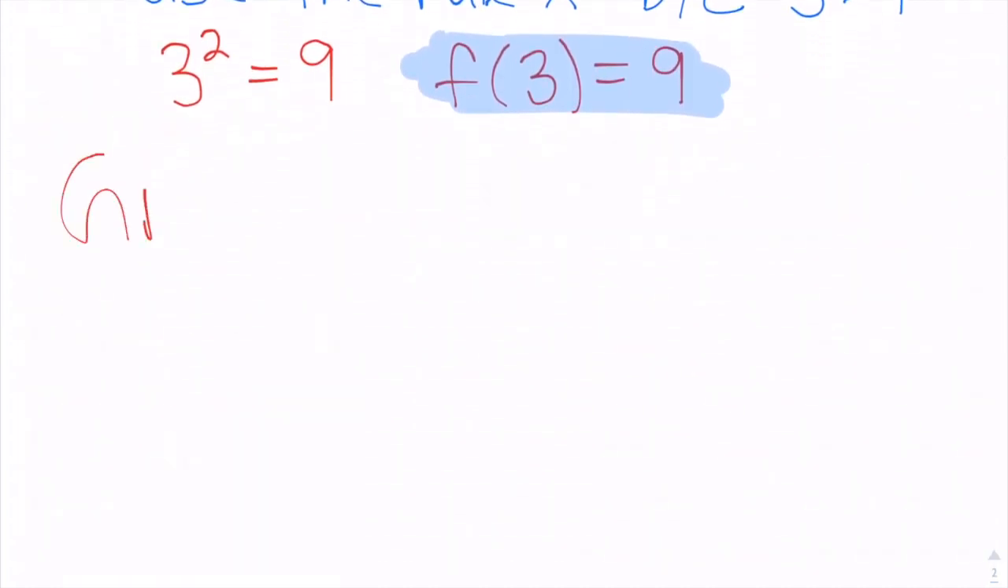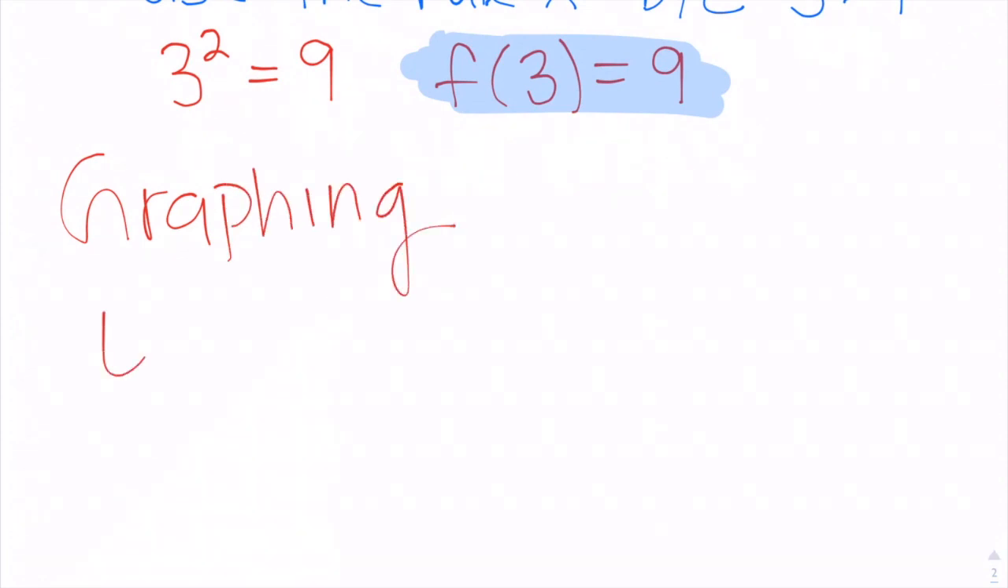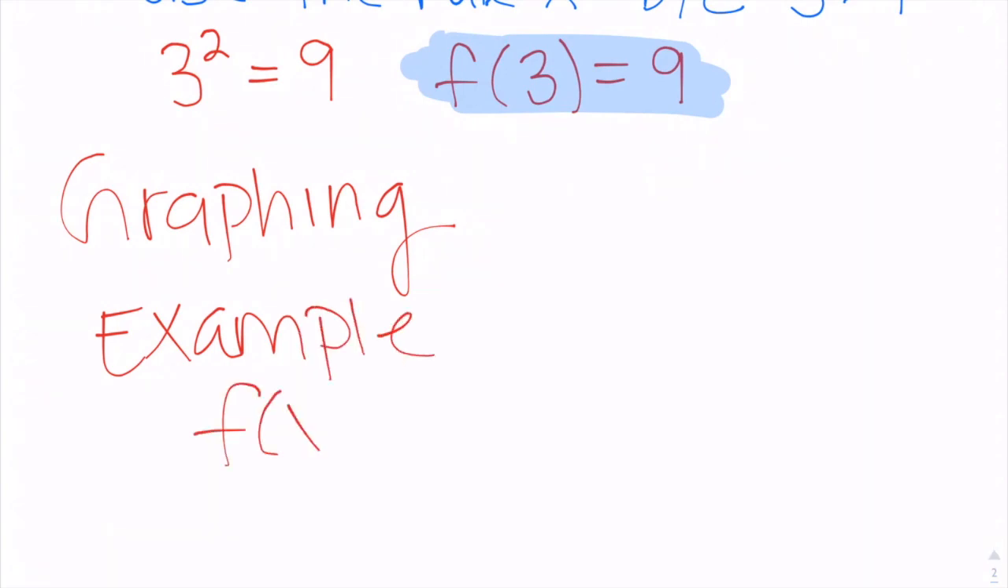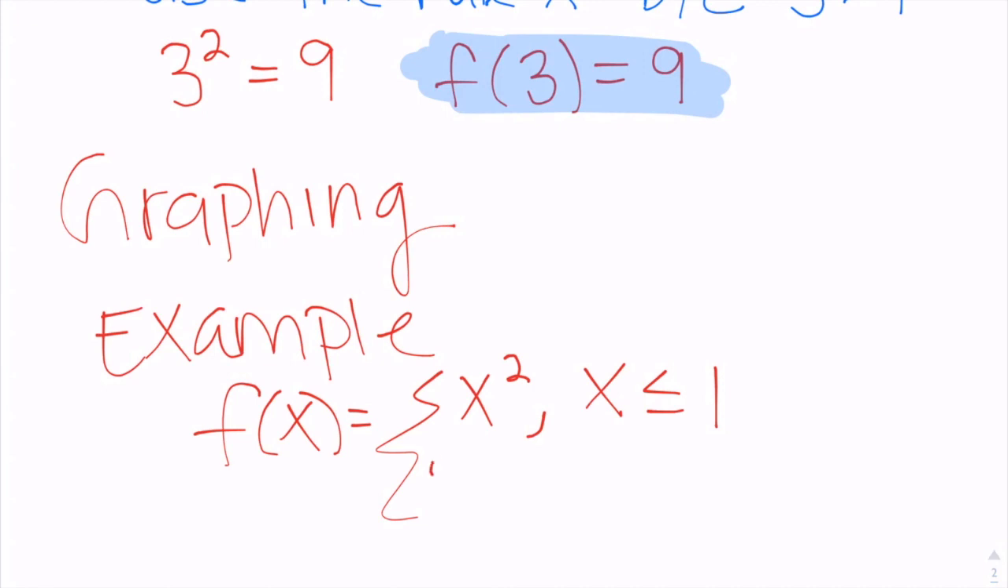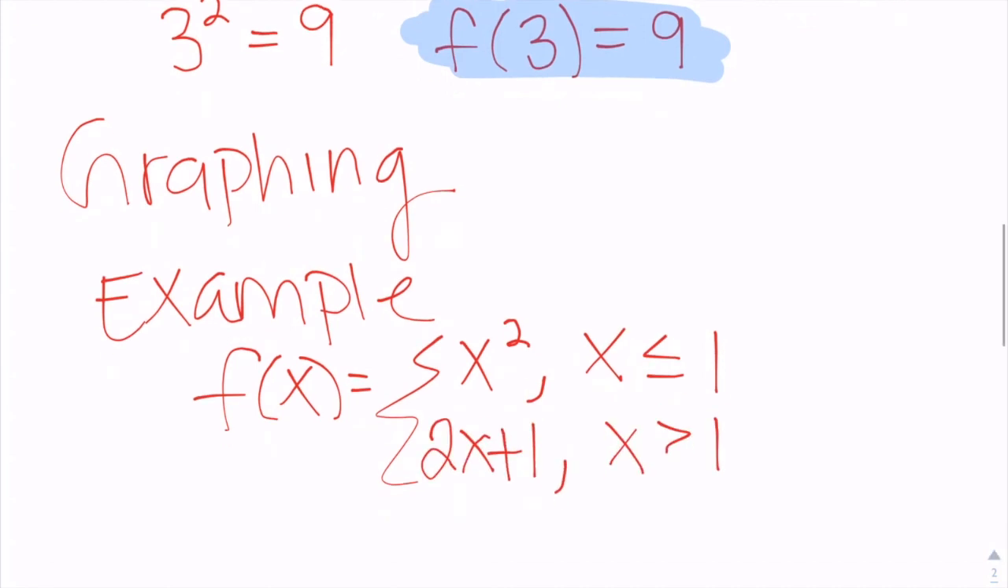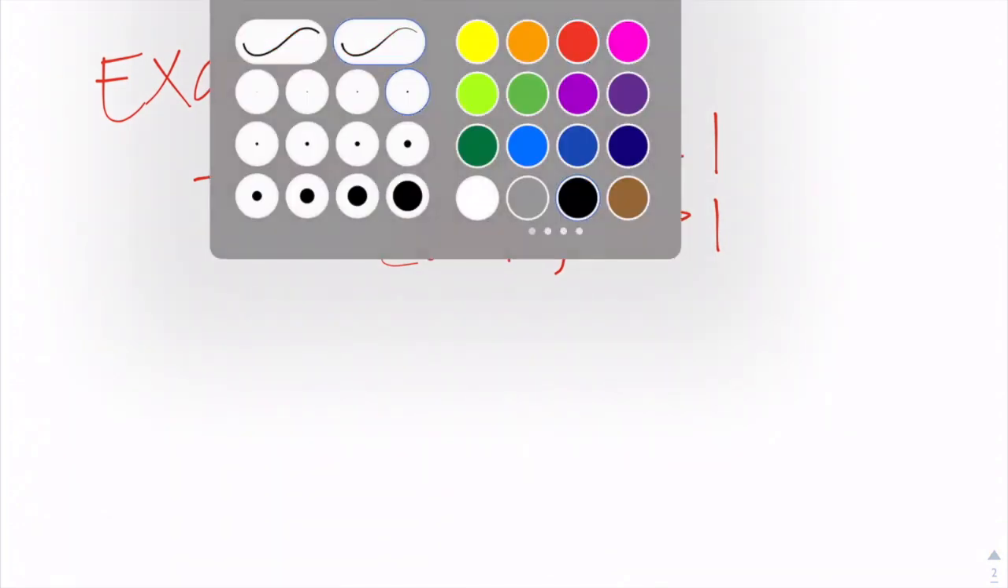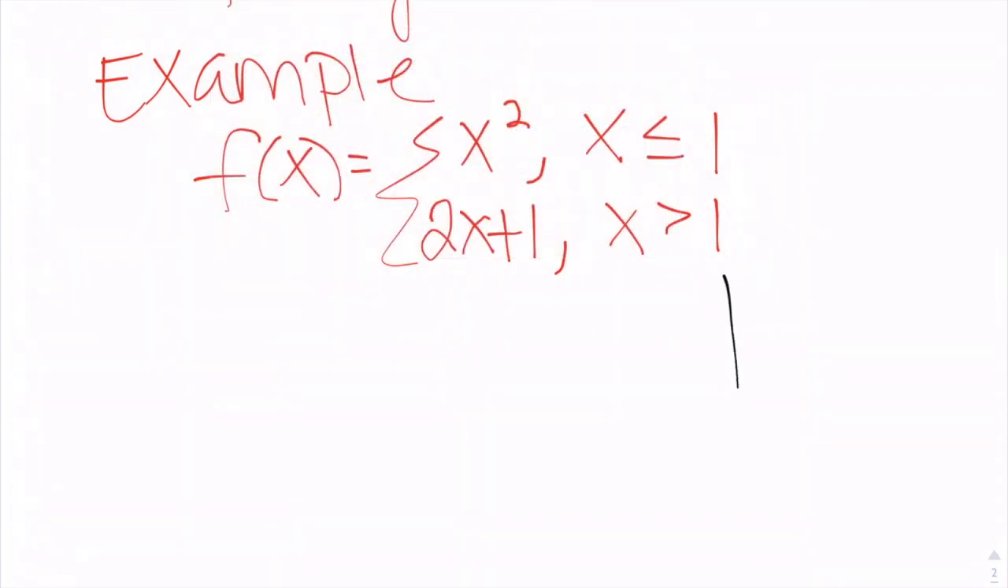Next, we're going to talk about graphing piecewise functions. And if we start off with an example, we have f of x equals x squared if x is less than or equal to 1, or 2x plus 1 if x is greater than 1. So I'm going to go ahead and draw myself a set of axes.